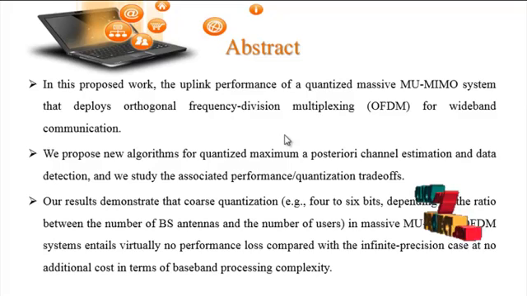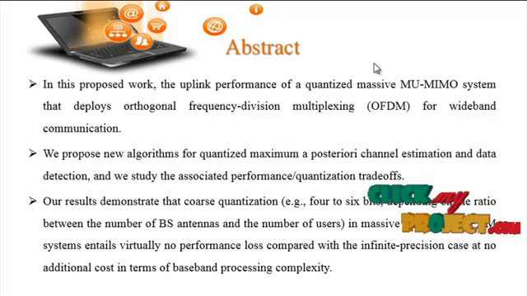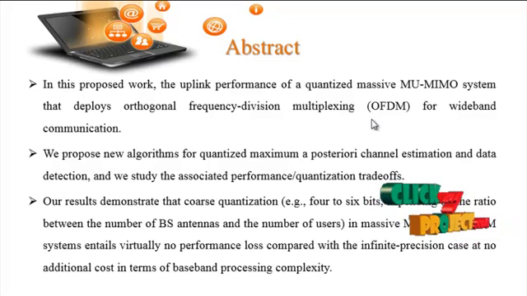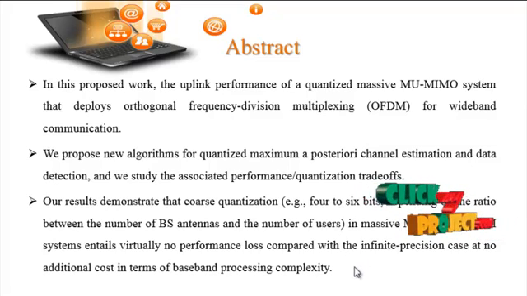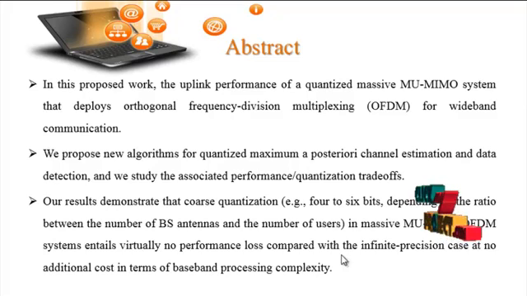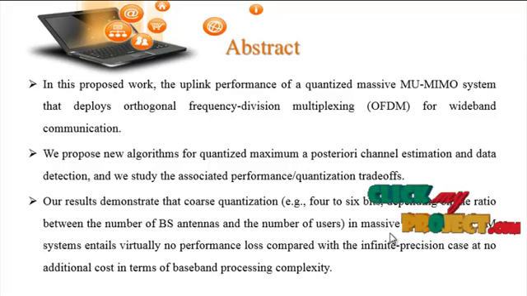We propose a new algorithm for quantized maximum a posteriori channel estimation and data detection, and we study the associated performance-quantization trade-offs. Our results show that coarse quantization, for example 4 to 6 bits depending on the ratio between the number of base station antennas and the number of users, in a massive MU-MIMO-OFDM system causes virtually no performance loss compared with the infinite-precision case, at no additional cost in terms of baseband processing complexity.